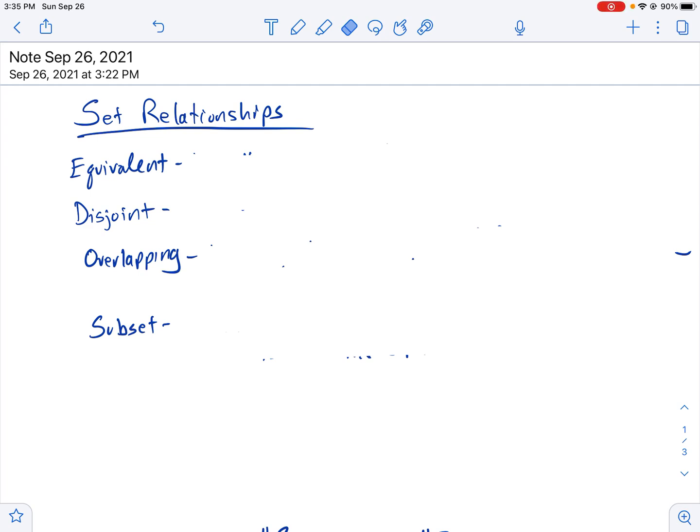There are 4 set relationships: equivalent, disjoint, overlapping, and subset. Equivalent means that the sets have the exact same elements. Think of equal. Disjoint sets do not have any elements in common, so they are entirely different.